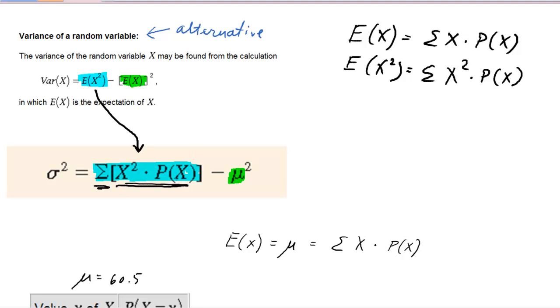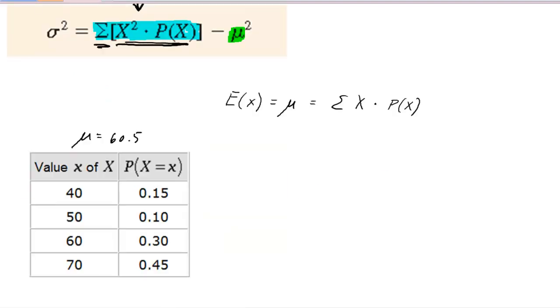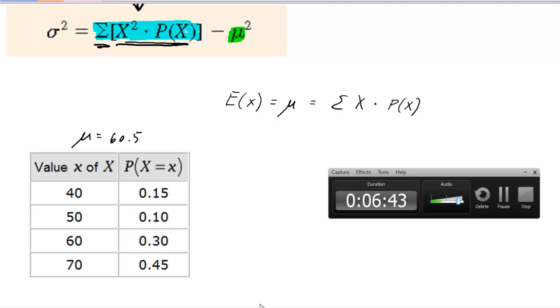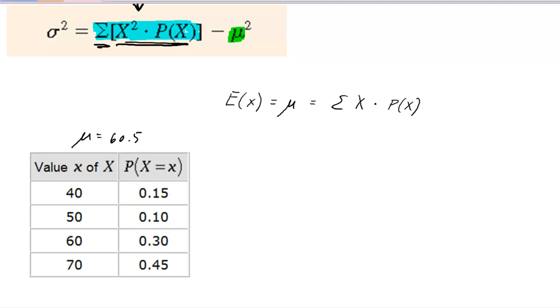And it's really up to you which way you want to do it. Either way will come out to the same answer. It's just a question of which one you think is easier. So I am going to do it both ways if I have time. Do I have time? I think I do. I will do it according to the first way first.